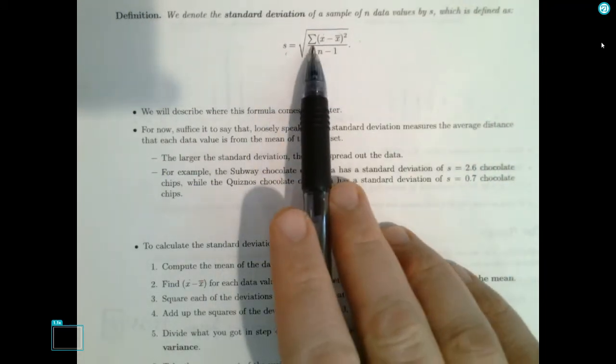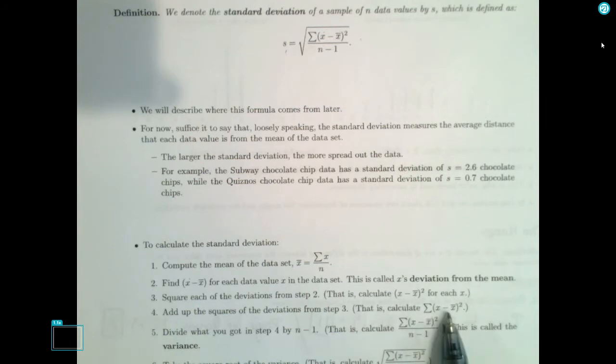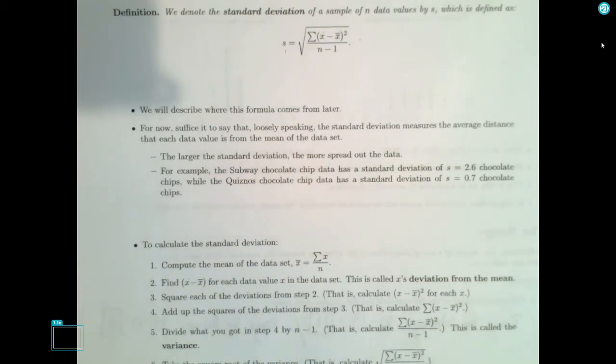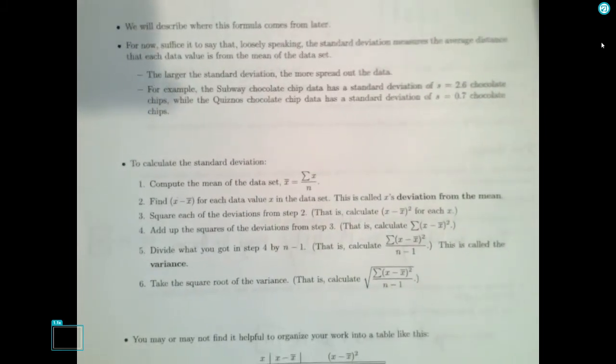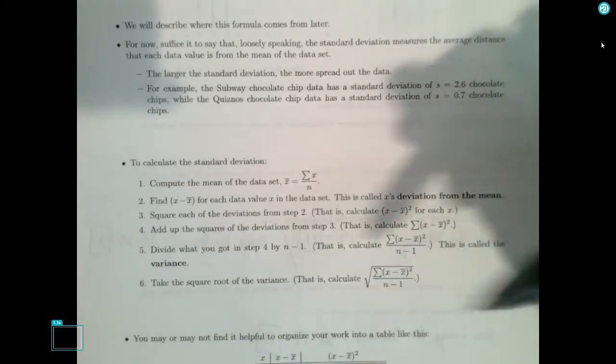Then finally, we add up the squares of the deviations from the previous step, so we calculate the sum of all of these. Once we've done that, we divide by n minus 1, and then finally we take the square root. It might be nice to know that the number you get before you take the square root is called the variance. The standard deviation is just the square root of the variance.